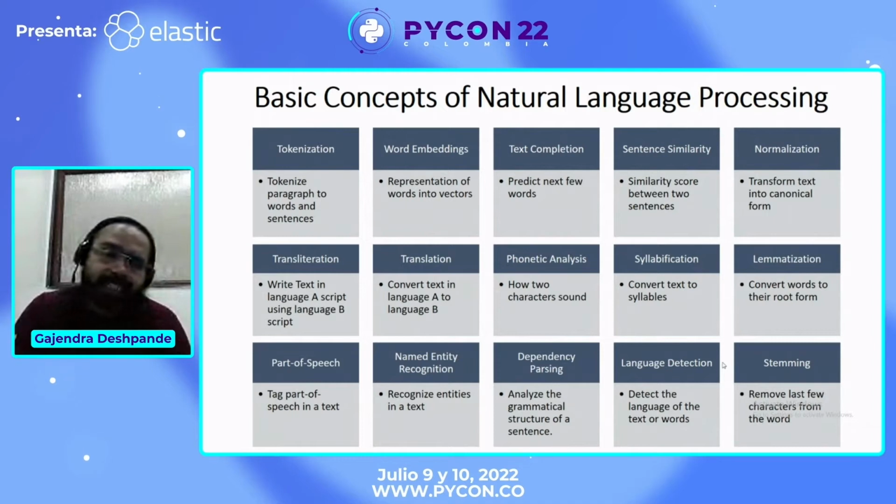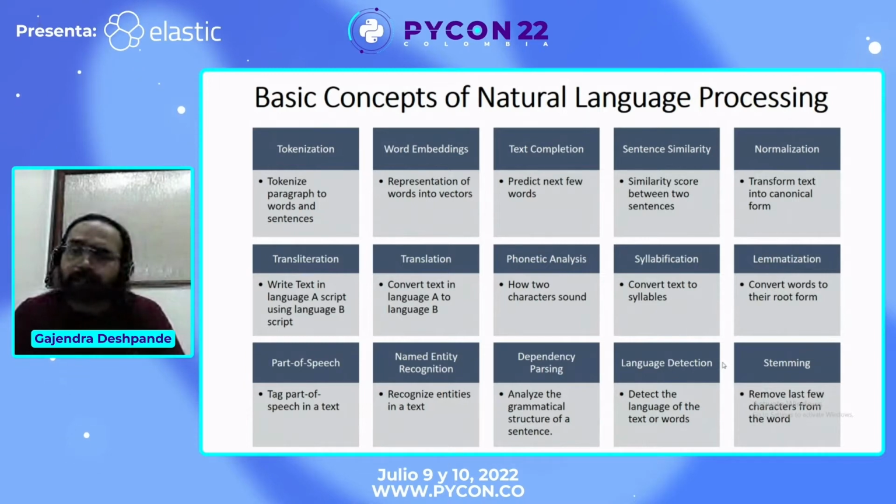Then in part of speech tagging, we tag the part of speech in a text. So these are the base of natural language processing, which are required in the text processing phase. Depending on the requirement and the problem we are solving, we may have to use a few of them or all of them.